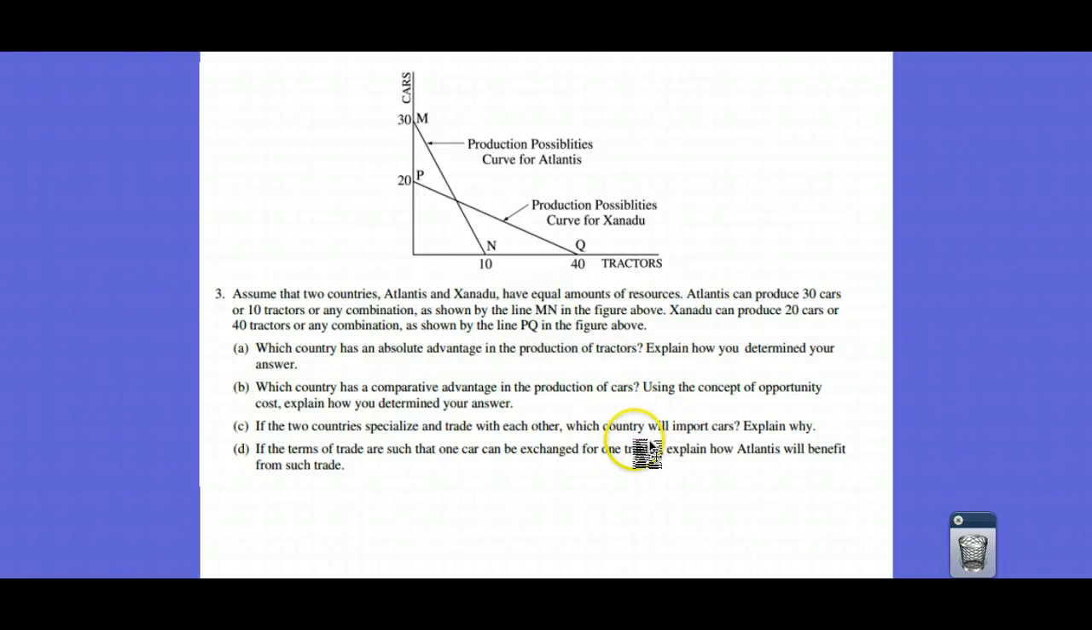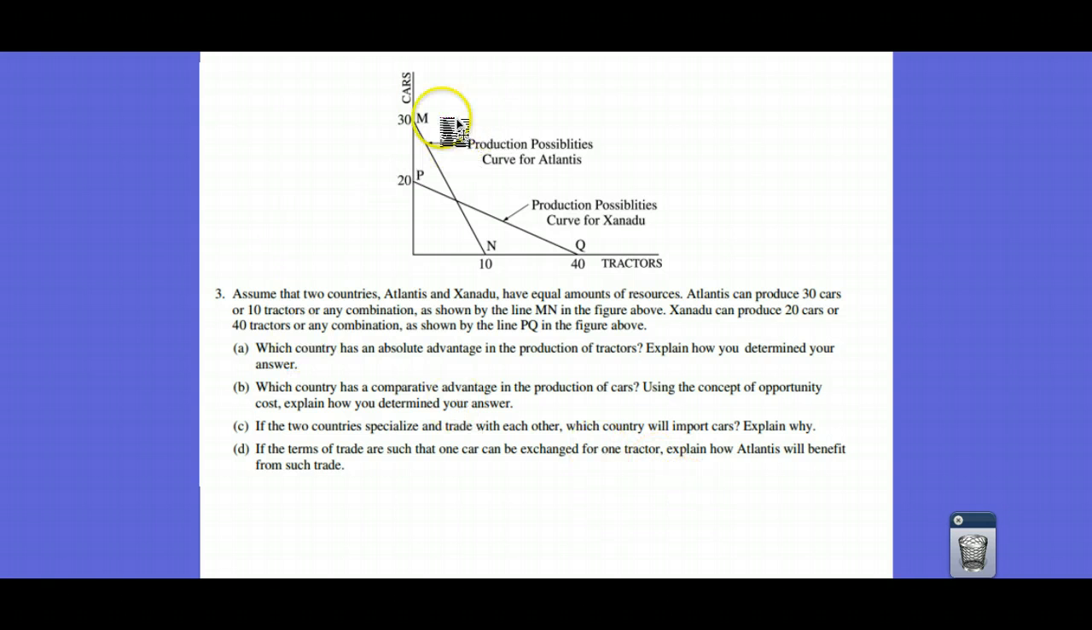Hello students. I promised you that I would walk you through some examples from the Specialization and Comparative Advantage and Trade that we discussed in class. So we're going to take a look at the 2003 Macroeconomics Free Response question number 3. This is the question that you see before you that you saw from class. And I want to walk you through the steps of how you would answer a question like this.